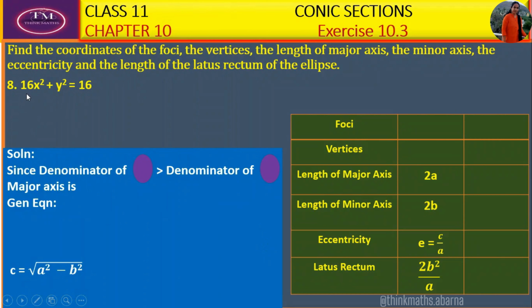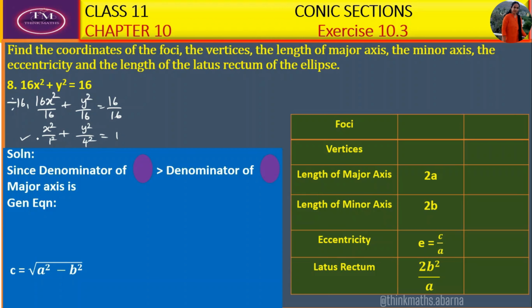Eighth one. 16x square plus y square equal to 16. This is same as the seventh one. We have to make it into standard form, so right hand side should be equal to 1. So we have to divide by 16. So 16x square by 16 plus y square by 16 equal to 16 divided by 16. So you can write it as x square by 1, which is 1 square, and y square by 16 is nothing but 4 square. 16 by 16 is 1.